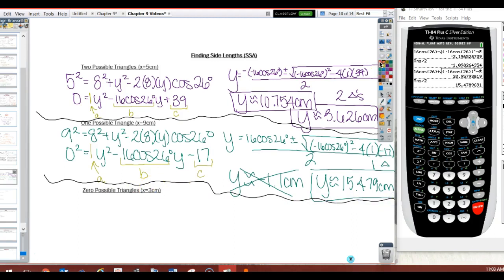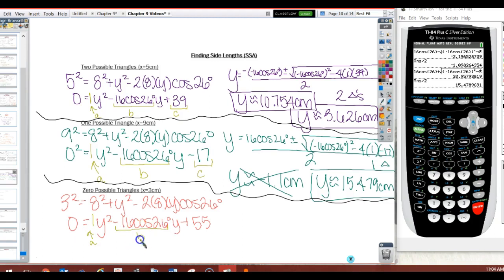and that occurred when x was 3 centimeters. So we're going to go ahead, set up the problem again, where this is 3 squared equal to 8 squared plus y squared minus 2 times 8 times y times the cosine of the 26 degrees. Rearrange everything. We will end up getting y squared minus 16 cosine of 26 degrees times y, and our c value will now end up being 55. So our a is again 1, our b, same thing. The only difference now is c is going to be a little bit different.